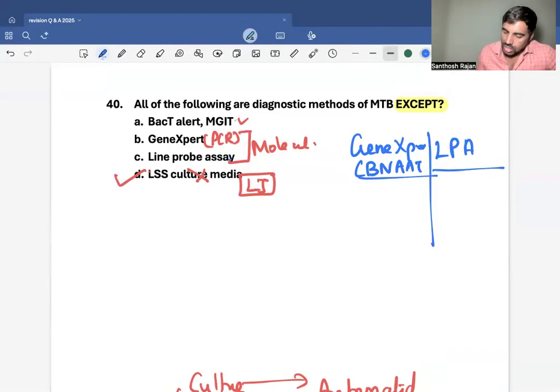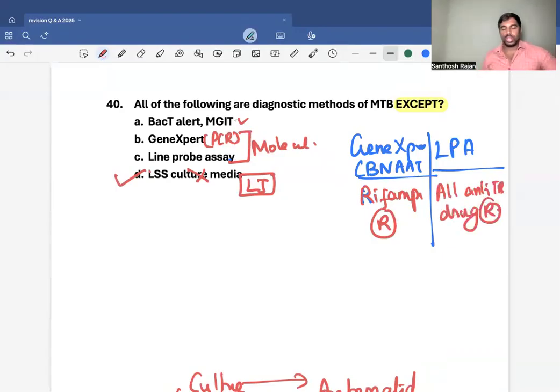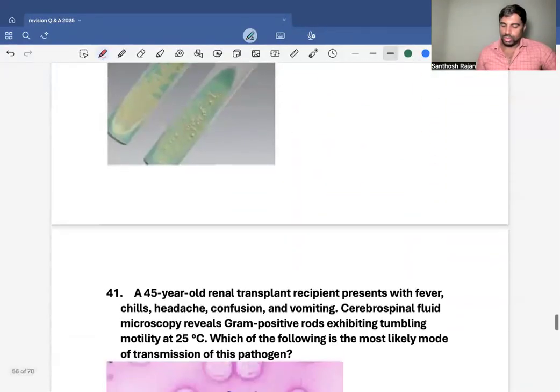The difference is in GeneXpert only rifampicin resistance is detected. Here, all anti-TB drug resistance is detected. That's one difference. Okay, that's all. This is the main thing. Otherwise, both are molecular only, both you can use. Okay, this is one point I wanted you to stress.